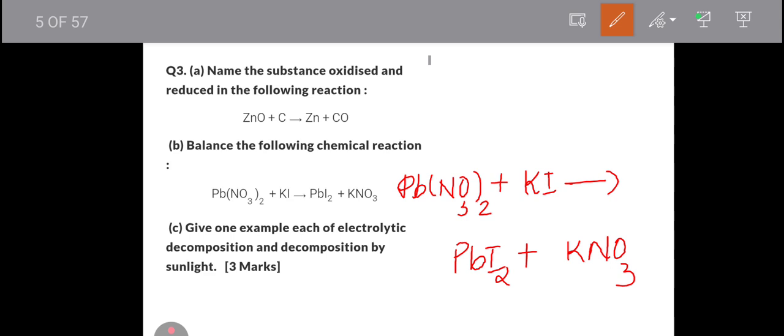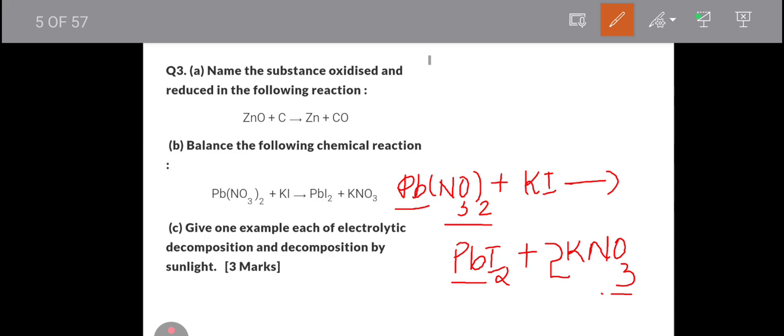So let's count. Okay, Pb. Here 1 Pb is here. In the product side also 1 Pb. So let us balance, right? Now you can see NO3. You just take NO3 as one single unit. So in the reactant there are 2 NO3, whereas in the product we have only one NO3, right? So you have to make it 2. How do you make it? You will be putting 2 in front of KNO3, right?